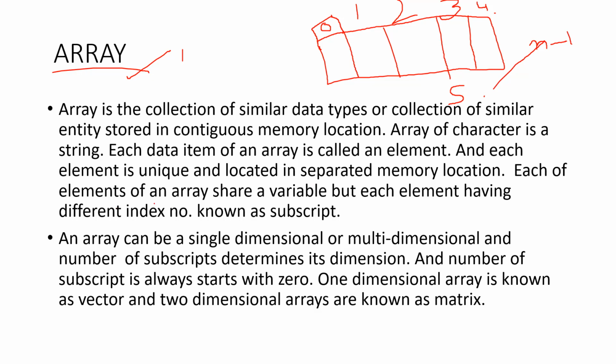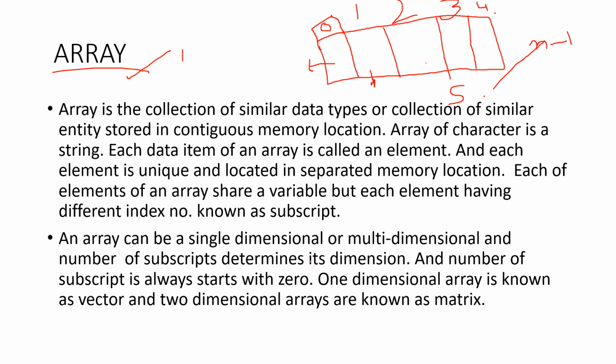Each element of an array is a variable, but each element has a different index number as a subscript, which means this is a different element, this is a different element, this is different.